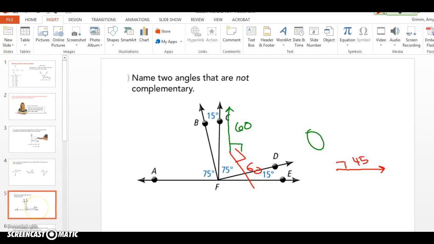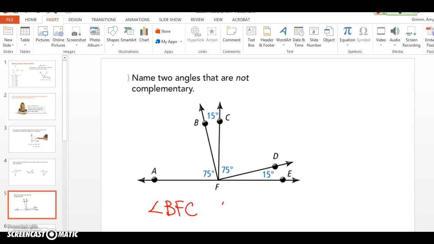Next slide. I would like you to name two angles that are not complementary. Sometimes when you have to do the not, you understand it better. Oh, that's easy, Catherine says. Okay, what is it then? BFC and DFE. Let's see if she's right. So B to F to C and D to F to E. Are those two complementary? No, because 15 and 15 is 30.